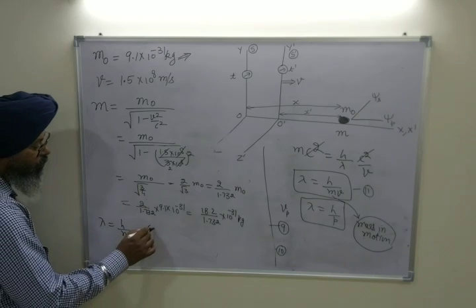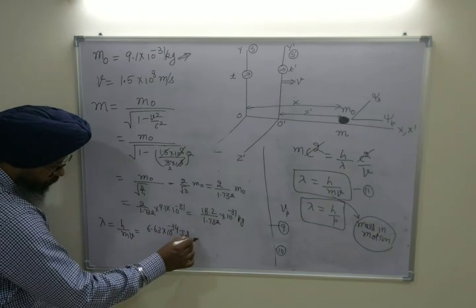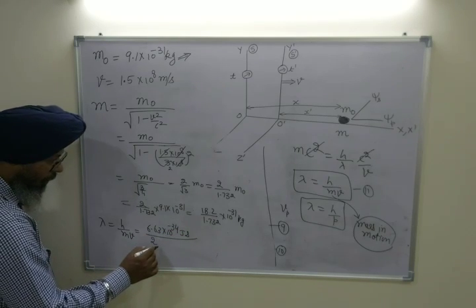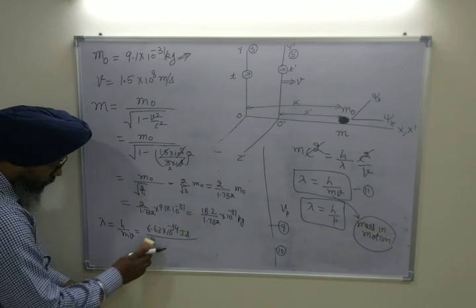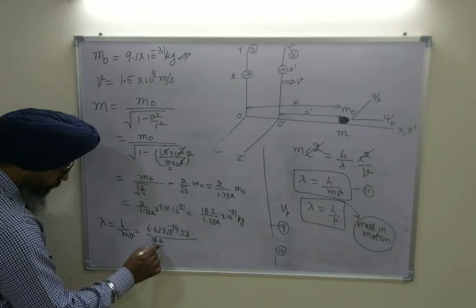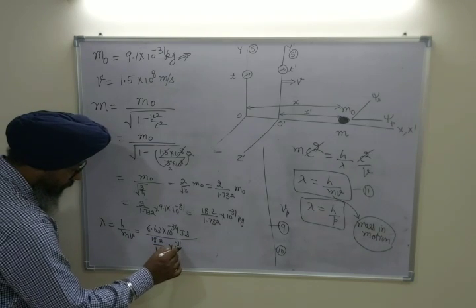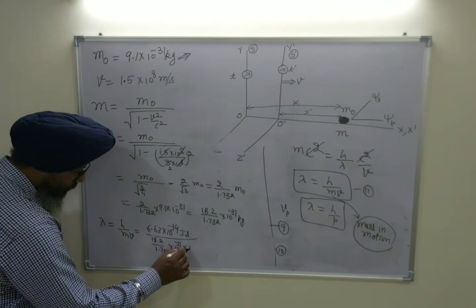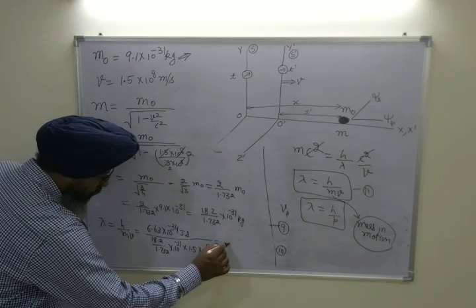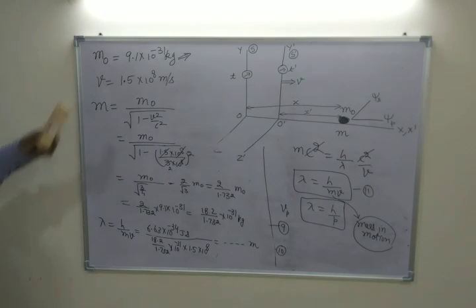It will be equal to 6.63 into 10 raised to power minus 34 joule second, divided by 18.2 upon 1.732 into 10 raised to power minus 31, multiplied by 1.5 into 10 raised to power 8. Now this will give you the correct expression for the wavelength of the electron moving with such a speed in units of meter.